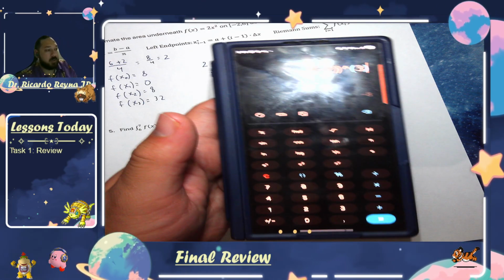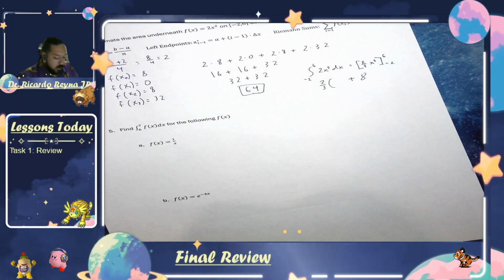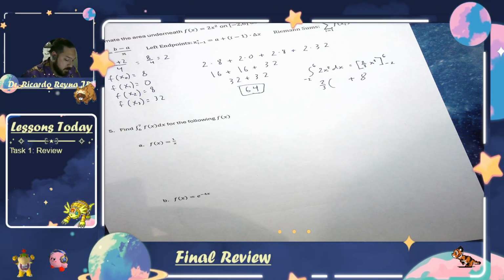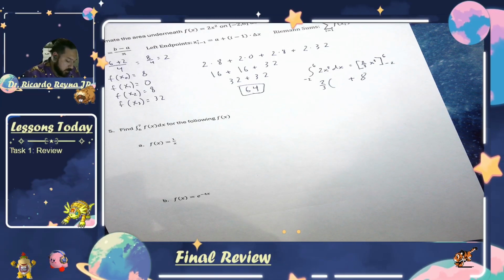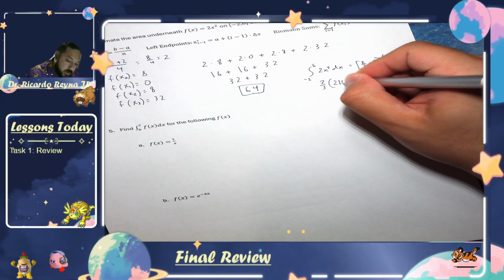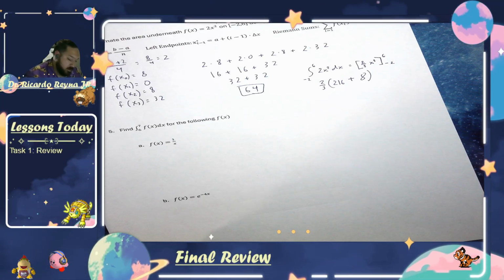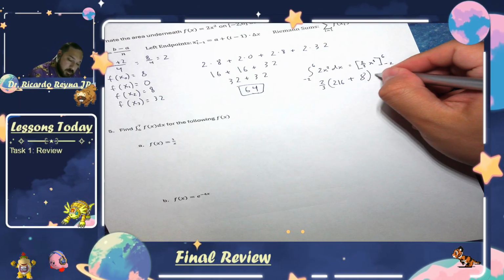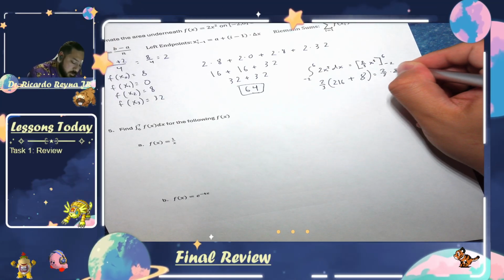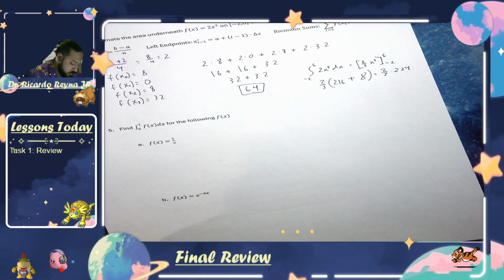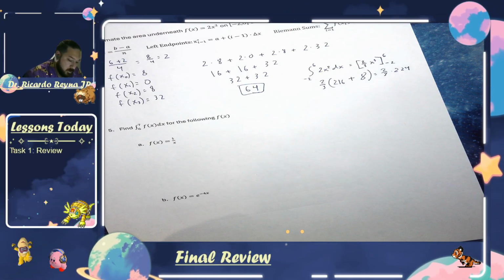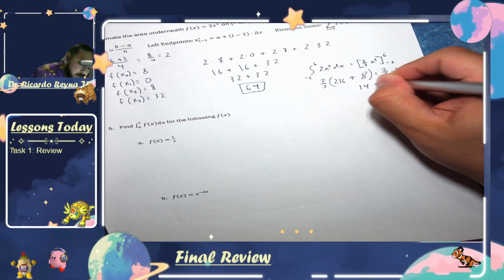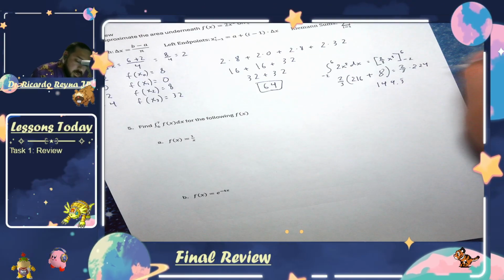So I'm just double checking for fun. But then if I do, what is it, 6, I get 216. So 216 plus 8 is 2 over 3 times 224. And we said that the answer is 149 to 3 all the way going.